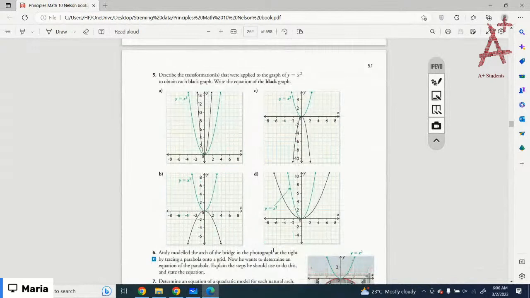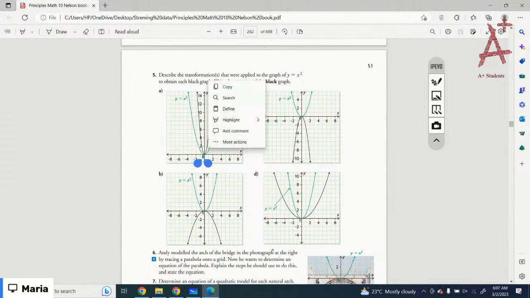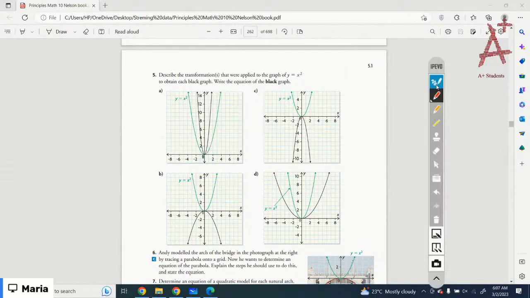Describe the transformations that were applied to the graph y equals x squared to obtain each black graph. Basically, the original graph is the green one. You need to see what transformations were applied to get the black graph. Just look at the first example. The new graph, the black one, opens upward and has the vertex at 0, 0. Here you have the vertex 0, 0, and the new graph opens upward. Okay, the point 1, 1.